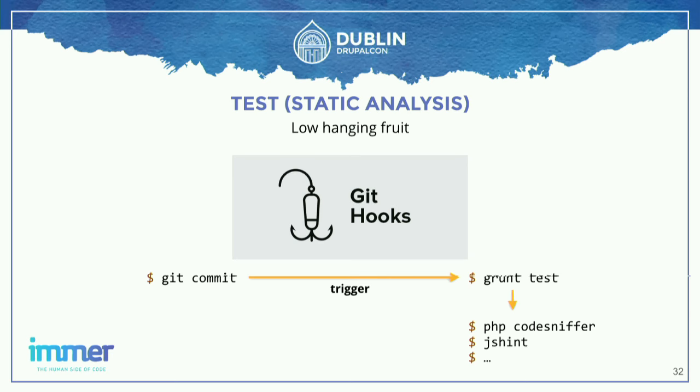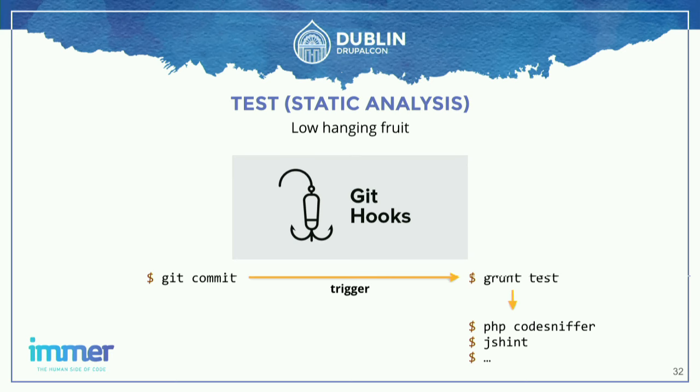So we enforce our static analysis testing firstly by Git hooks. So that means that every time you issue a Git commit, that triggers a grunt test command. And grunt test is another example of a front controller command that is responsible for kicking in all the static analysis tools we have for the project. And which tools that are may differ from project to project. So that's why the grunt test command works as a front controller that way. So via this mechanism, you can make sure that every time you do a Git commit, grunt test is being issued, and you know that your code is okay on a basic level. Coding standards are applied, stuff like that.